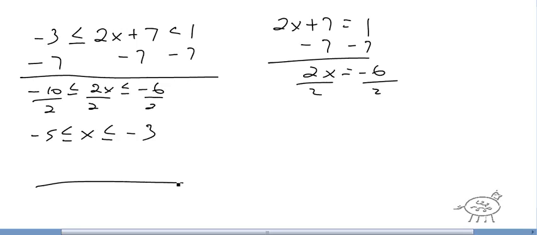Very simple. Graph it. So negative 5, negative 4, negative 3. It's between those. And this actually should have just been less than. Okay, so it's between those. So this is a solid dot. This is an open dot. And there's my graph. Very simple. Okay. Another problem here.